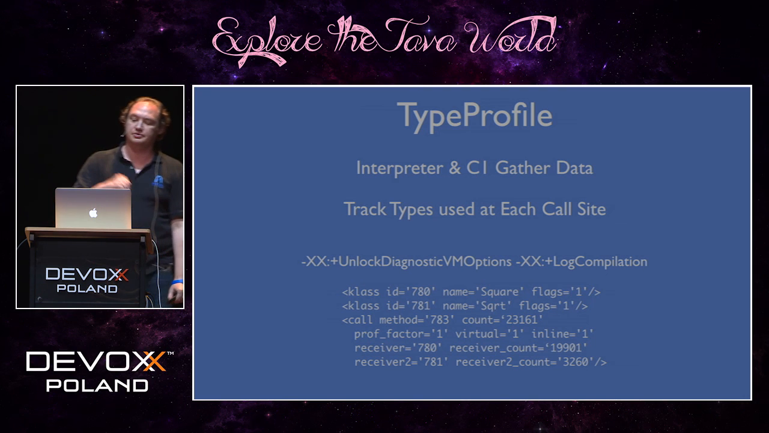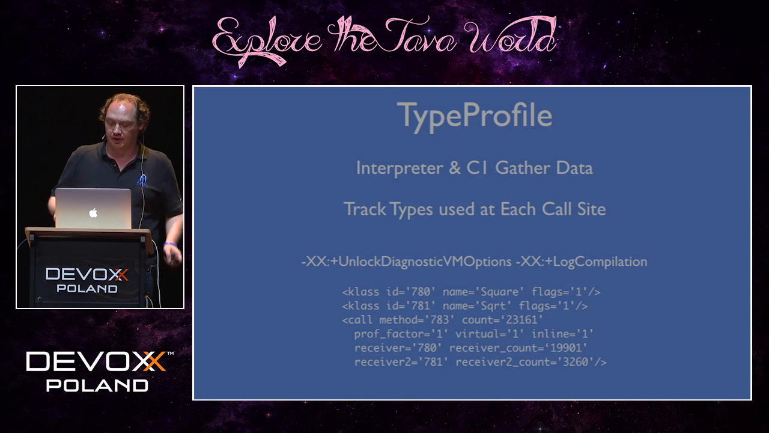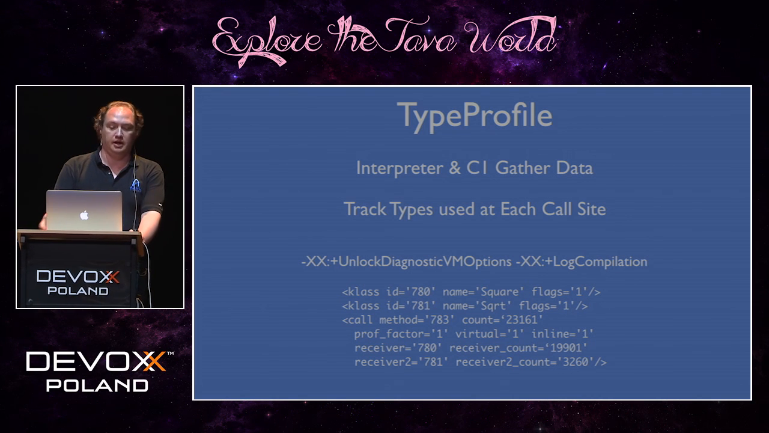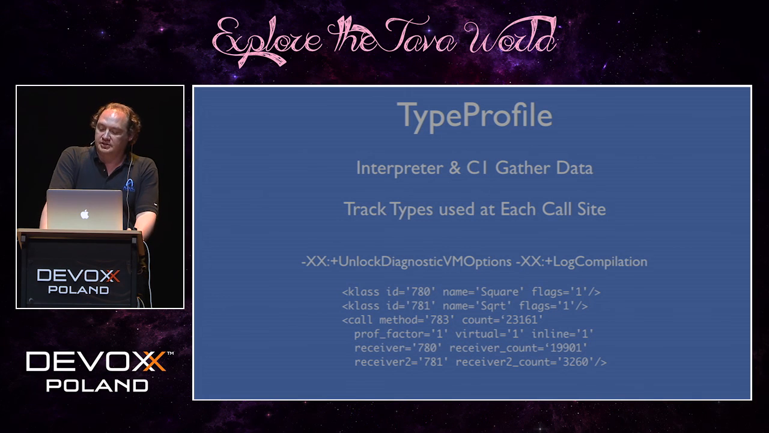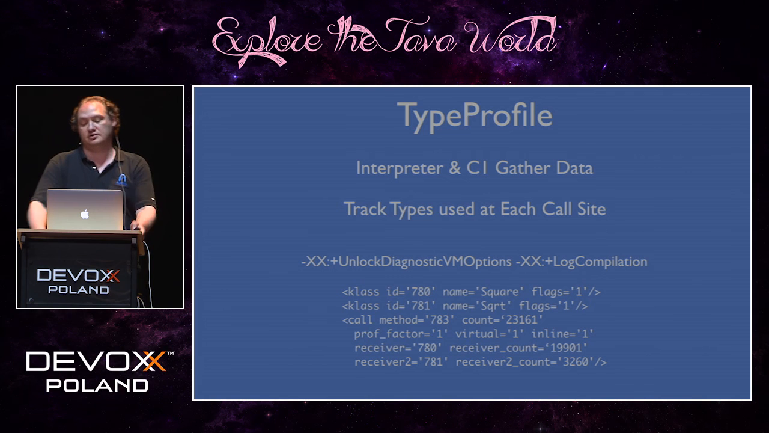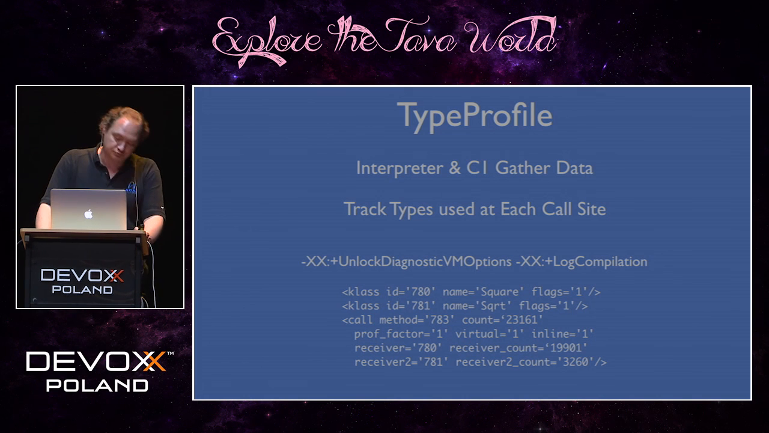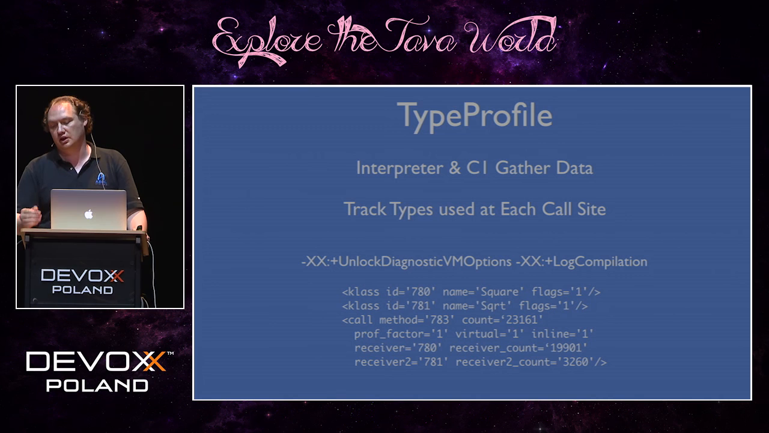And we track the types used at every call site. So, for instance, there's actually an XML file you can look at if you use log compilation to see this. And inside of it, we'll see, hey, I'm using a class square, and I'm using a class square root, and 19,900 times I've used, in this case, square, and this was a slightly different example, but 3,000 times I had used square root. You can go and find this information. It's actually there if you really wanted to see it.